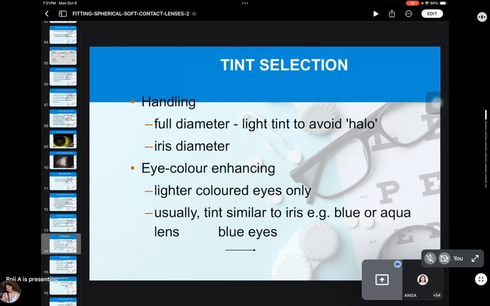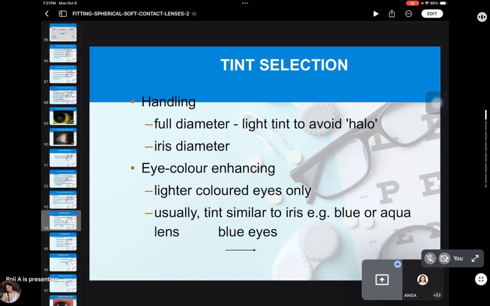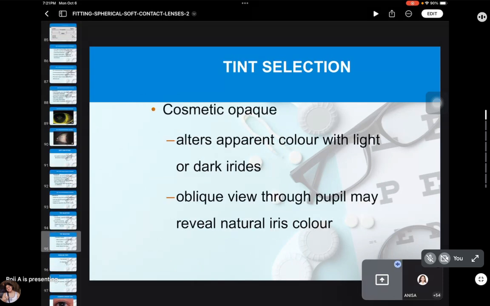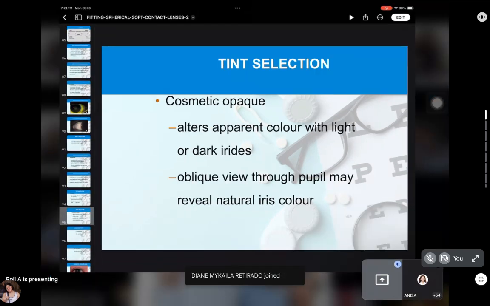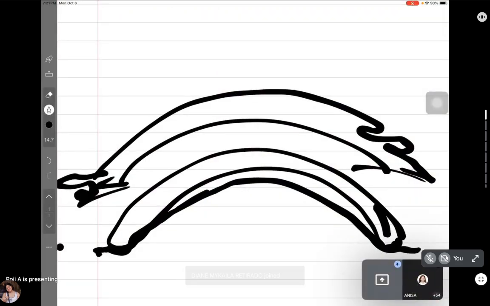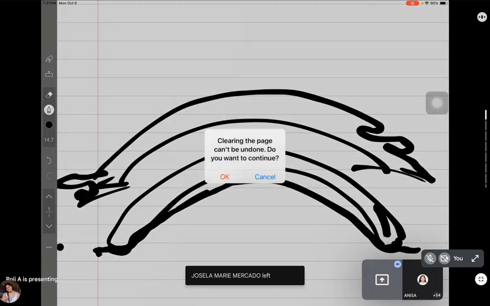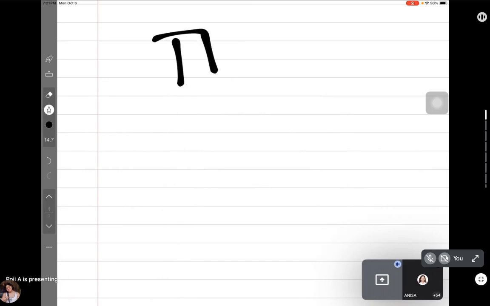Go. Next. Tint selection. Handling. Full diameter. Light tint. Avoid halo. You have your iris diameter. You have eye color enhancing. So again, there's two things that you can think of under tinting. There is what you call tint for enhancement.